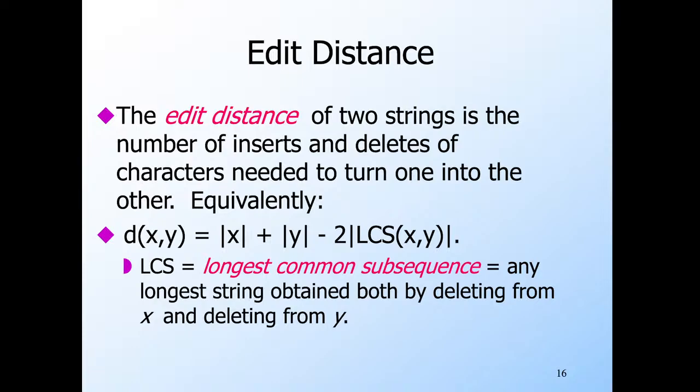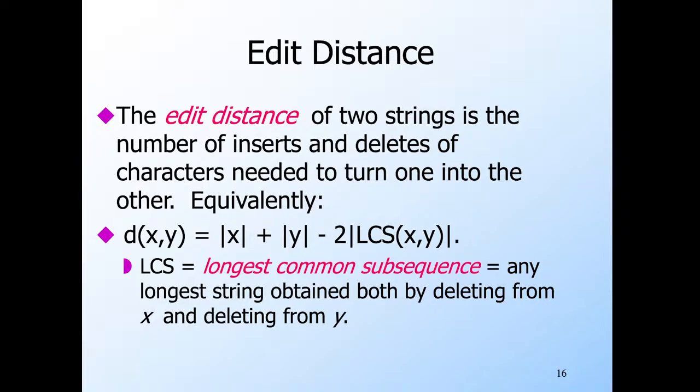So let's look at an example. If the first string is A, B, C, D, E, and the second string is B, C, D, U, V, E, then how many inserts and deletes are needed to convert X to Y? We need to delete this A, that's one step, and then we need to insert U here, and then insert V here. So we will end up having B, C, D, U, V, E. That means 1 deletion and 2 insertions, so the edit distance is 3.